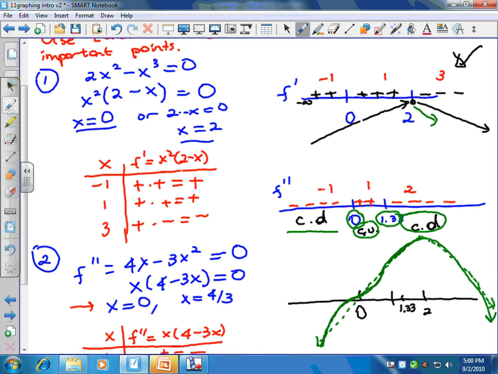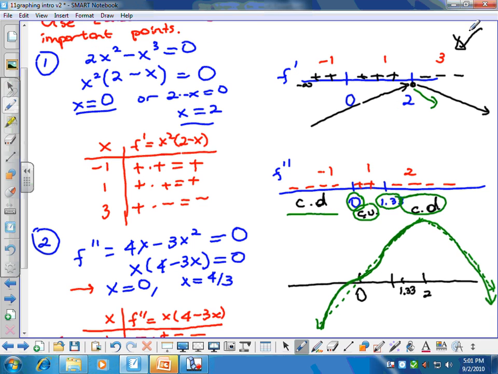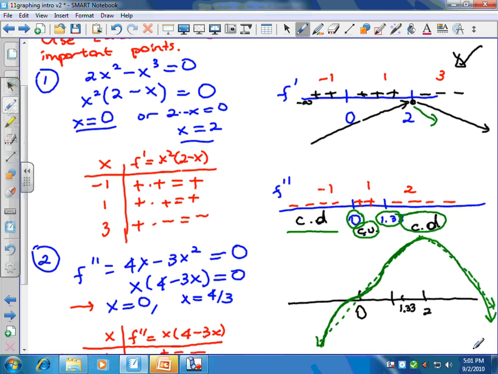Maybe I can outline this with a thicker marker. Let's see, that didn't work. So it's rising. It's rising up to x equals 2. So there's a relative maximum at that point.